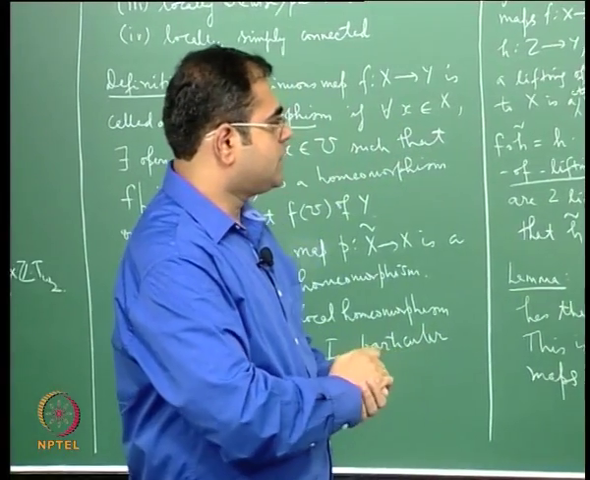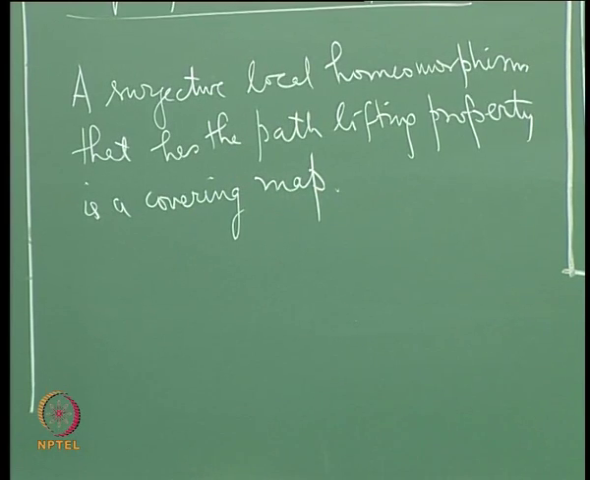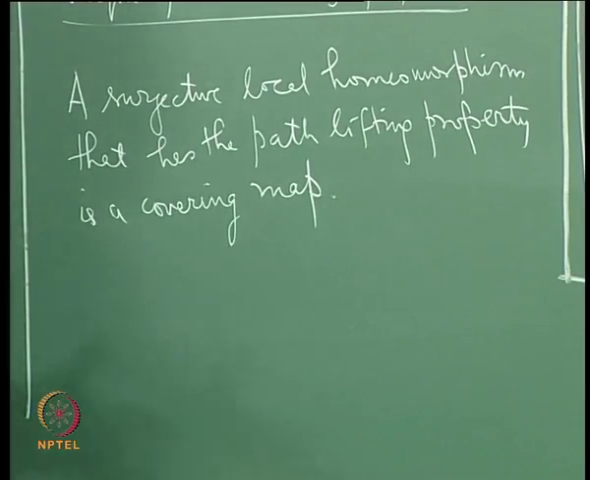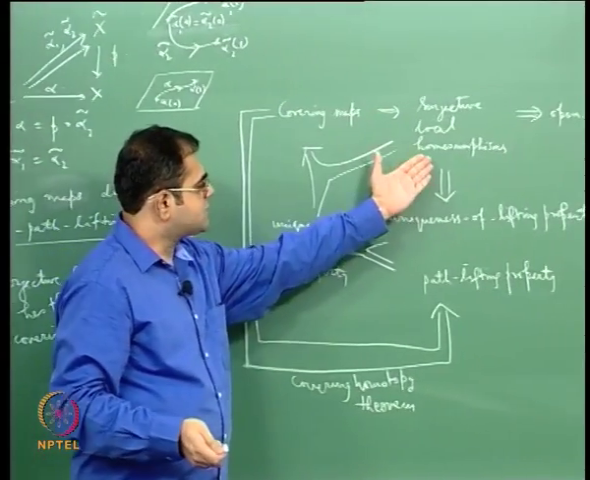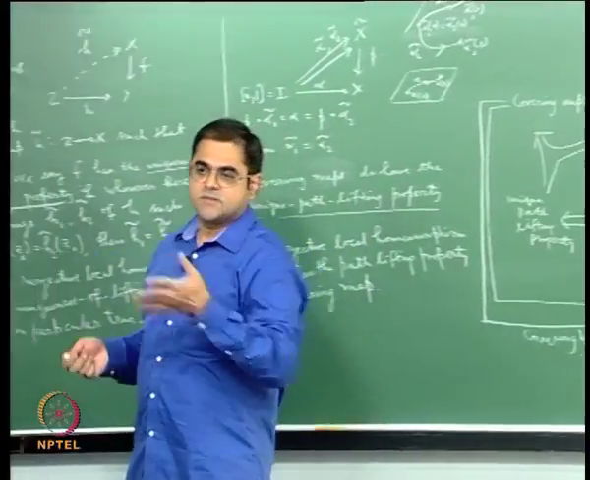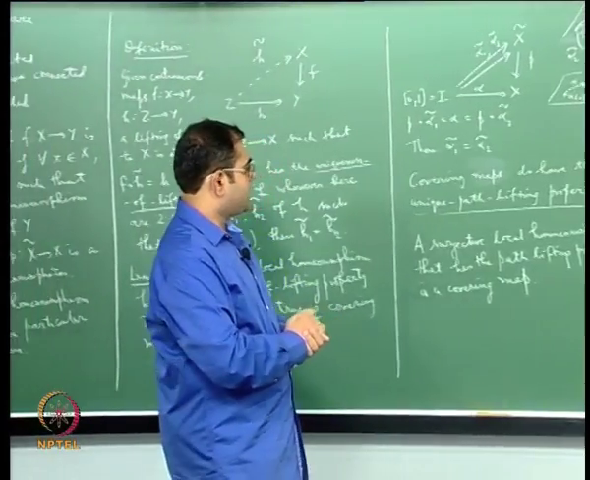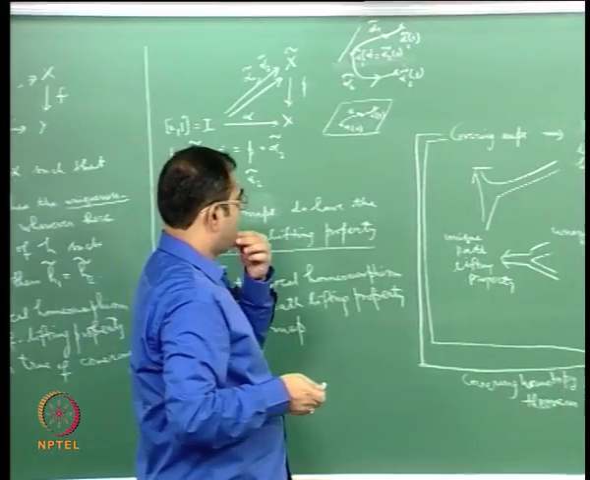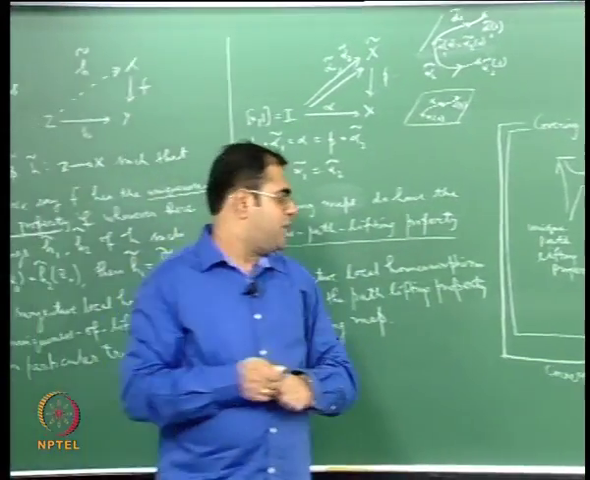So this will tell you in a certain way how covering maps behave, okay. So you can think of a covering map also as a surjective local homeomorphism with the path lifting property. Of course uniqueness of the path lifting will come because it is already a surjective local homeomorphism, okay. So well, now what remains is somehow to explain the covering homotopy theorem, okay. So let me do that.